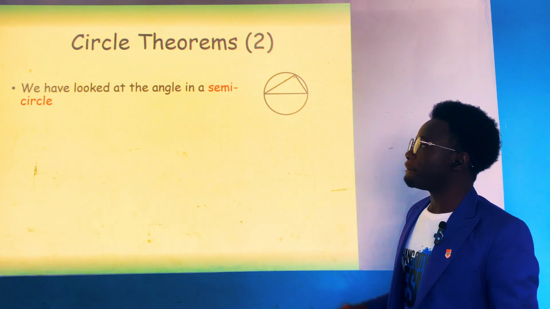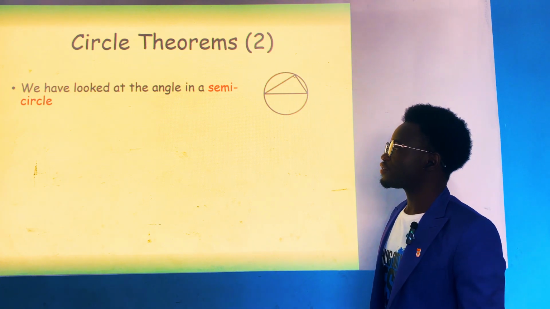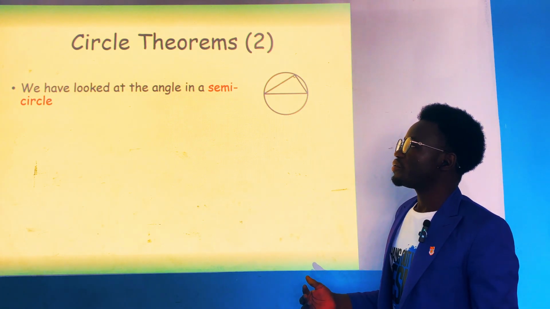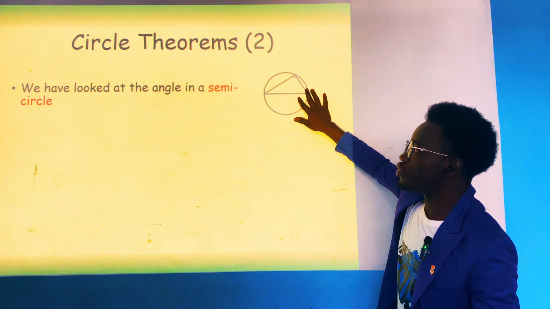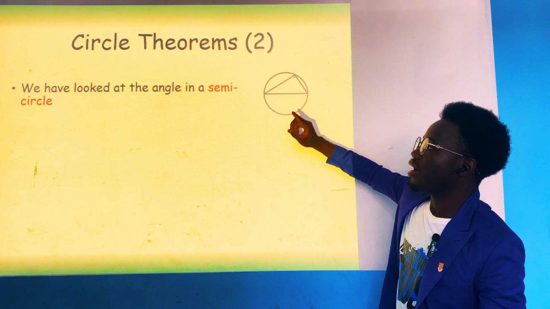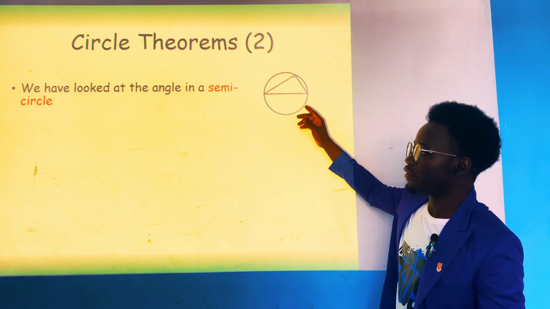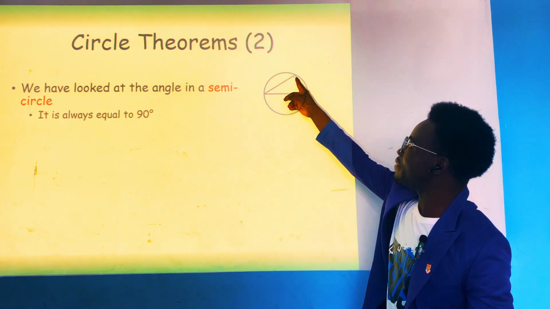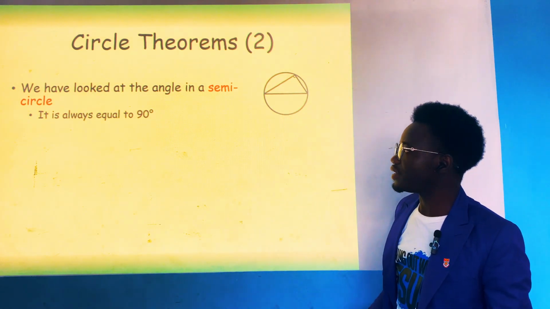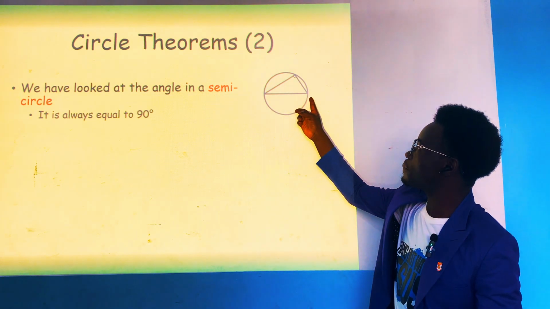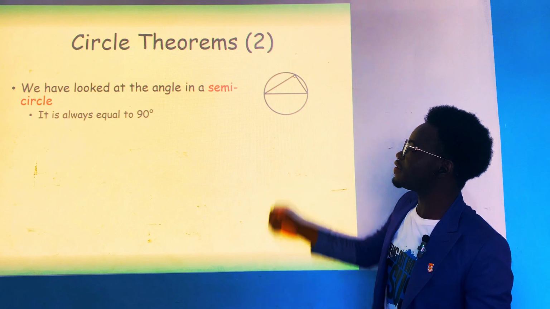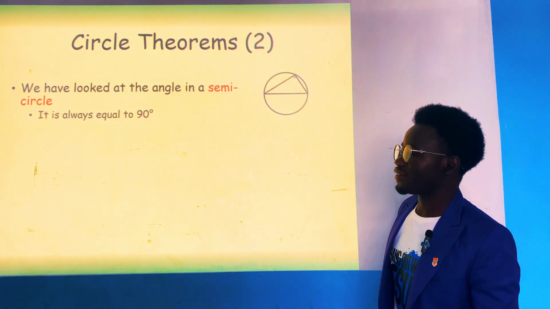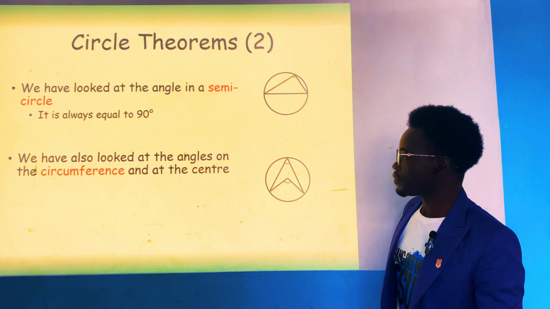Now, we have one of the theorems which says that, we have looked at this in the previous video. The semicircle angle theorem. It means that this angle here is 90 degrees. The angle subtending from the diameter to the circumference is 90 degrees, and I've mentioned that in the introduction.